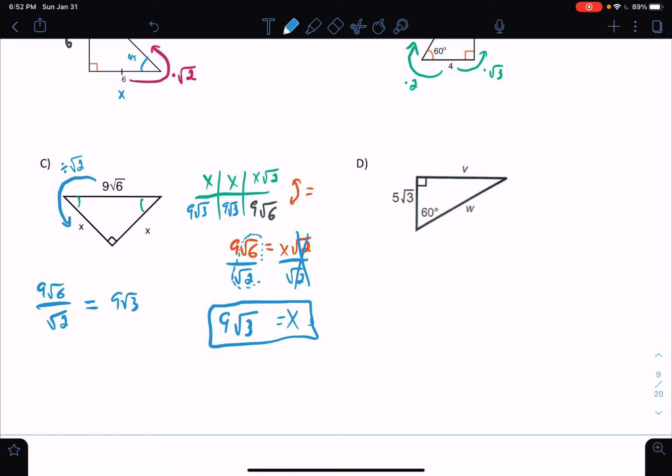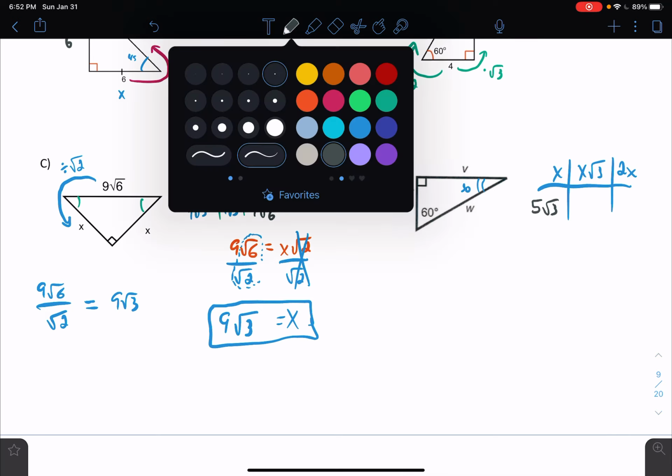So set up your table, or start to just recognize the pattern of a 45, 45, 90, or in part D, a 30, 60, 90. So let's look at part D. So we've got this 30-degree angle here. So if I set up my table, I've got x, x square roots of 3, and 2x. And x is currently 5 square roots of 3.